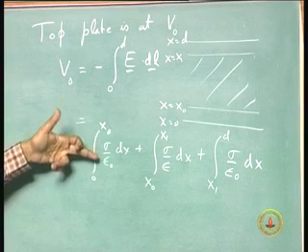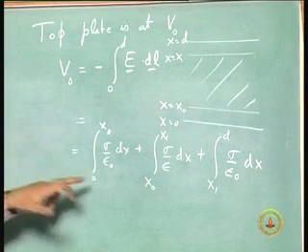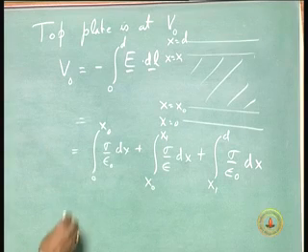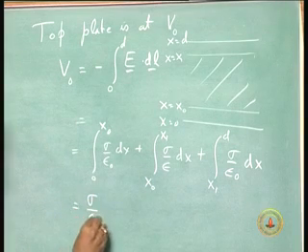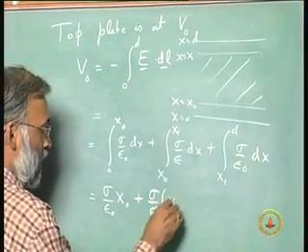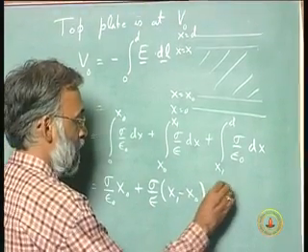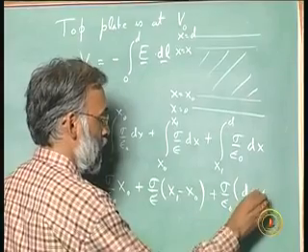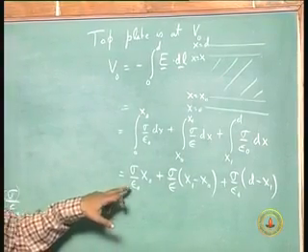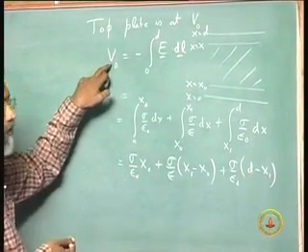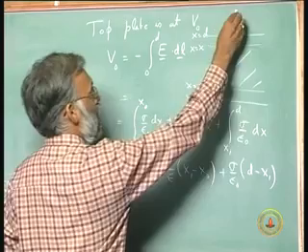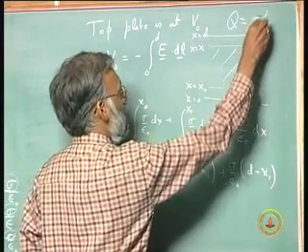Well, sigma is a constant and I can pull it out. Epsilon naught and epsilon are again constants. So, the integrals are very trivial. So, what do I get? I get sigma over epsilon naught times x naught plus sigma over epsilon times x 1 minus x naught plus sigma over epsilon naught times d minus x 1. So, we now have an expression for total voltage and the expression for charge Q is nothing but sigma times area.